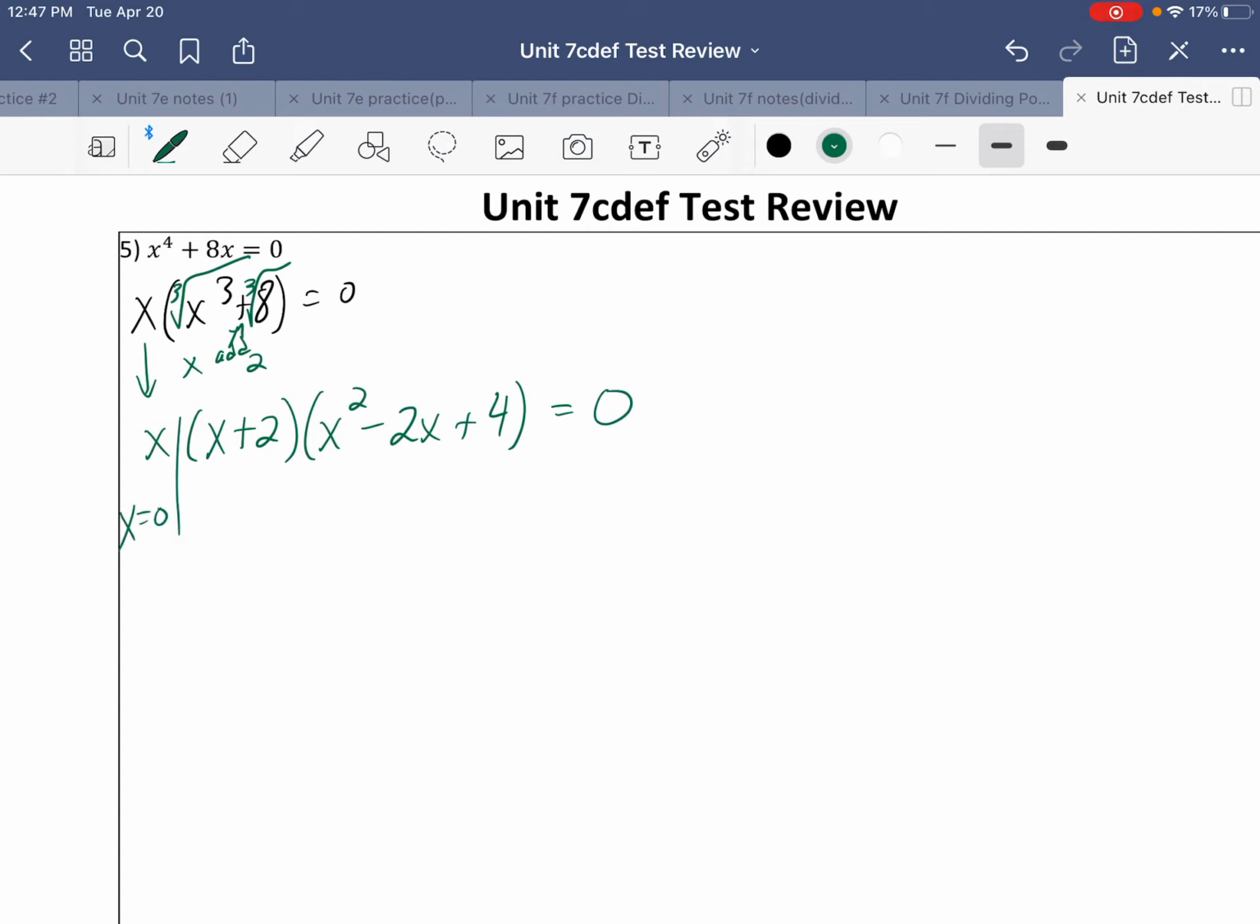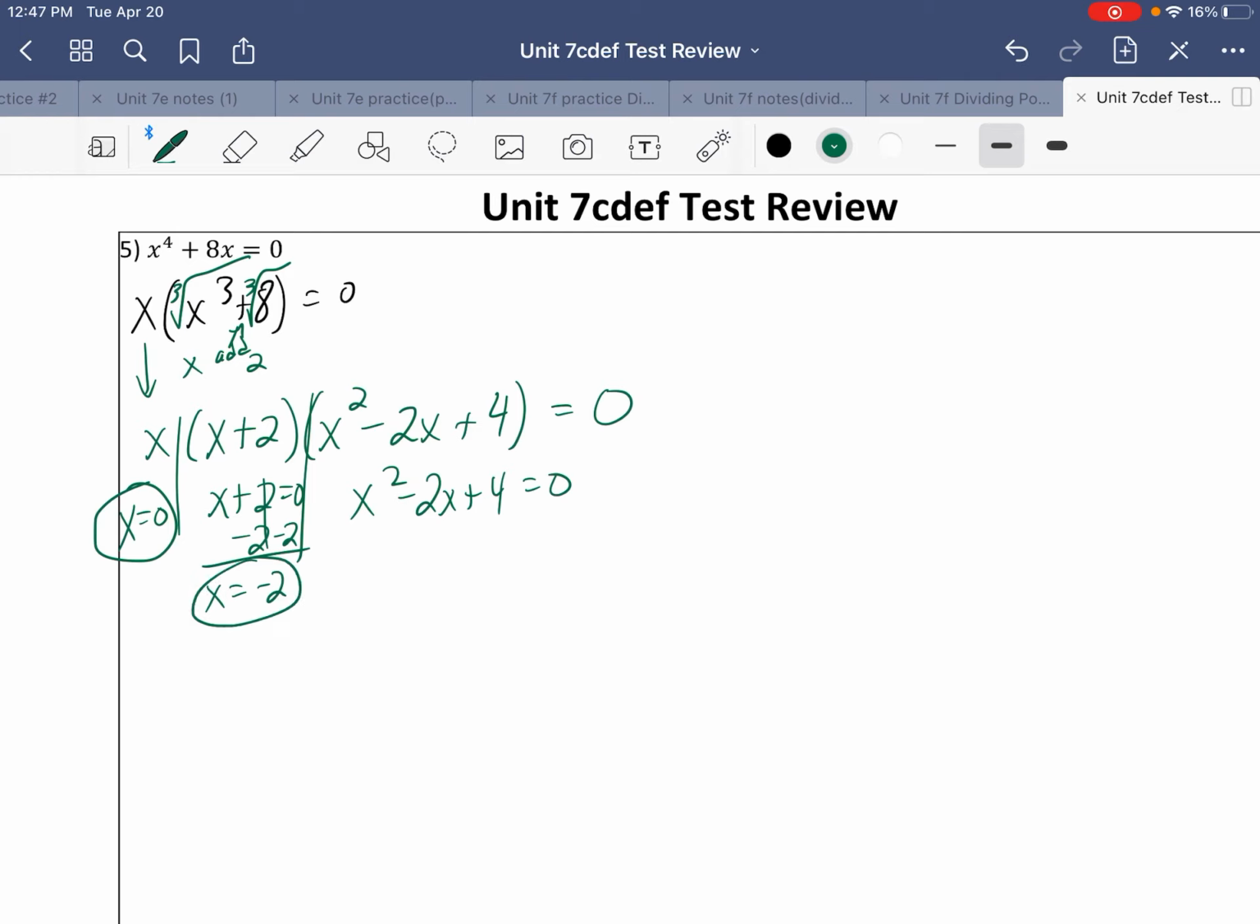Set each factor equal to 0, and then solve how you need to solve. First, x equals 0, that's already a solution. x plus 2 equals 0, not a solution yet, but when we subtract 2, you're going to get x equals negative 2, so that's the solution.